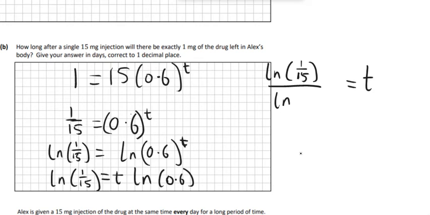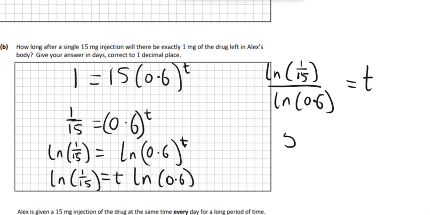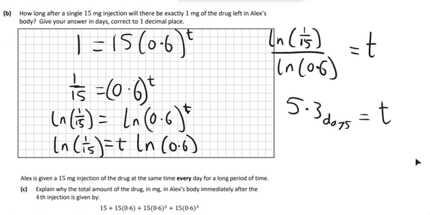over the natural log of 0.6. And then you can just use your calculator for that from there, so you should get 5.3 if you sub it in. So that'll be days then, so you've worked out what t is. t is the time, t is in days, and that's rounded off to 1 decimal place as well.